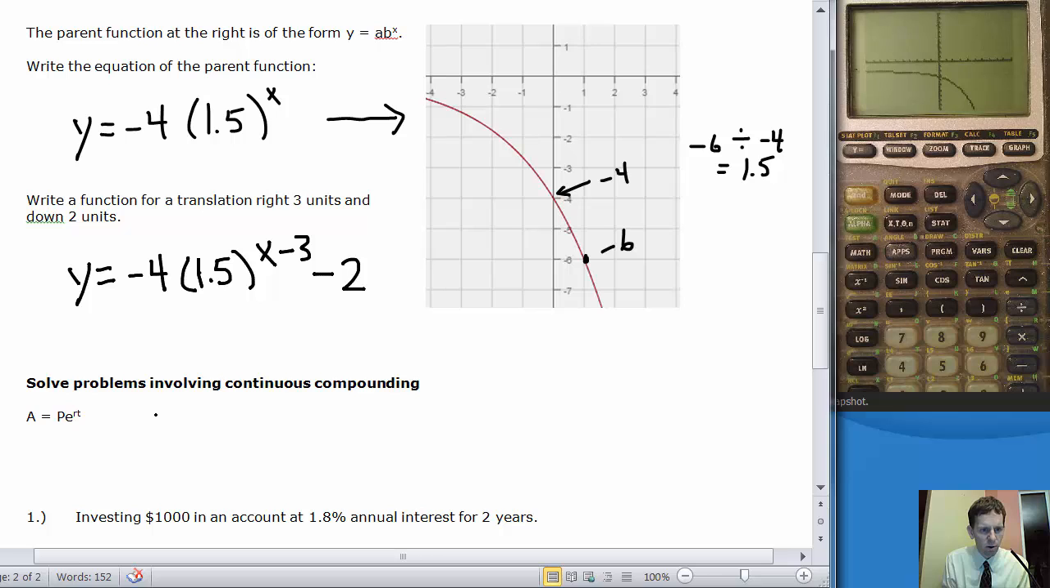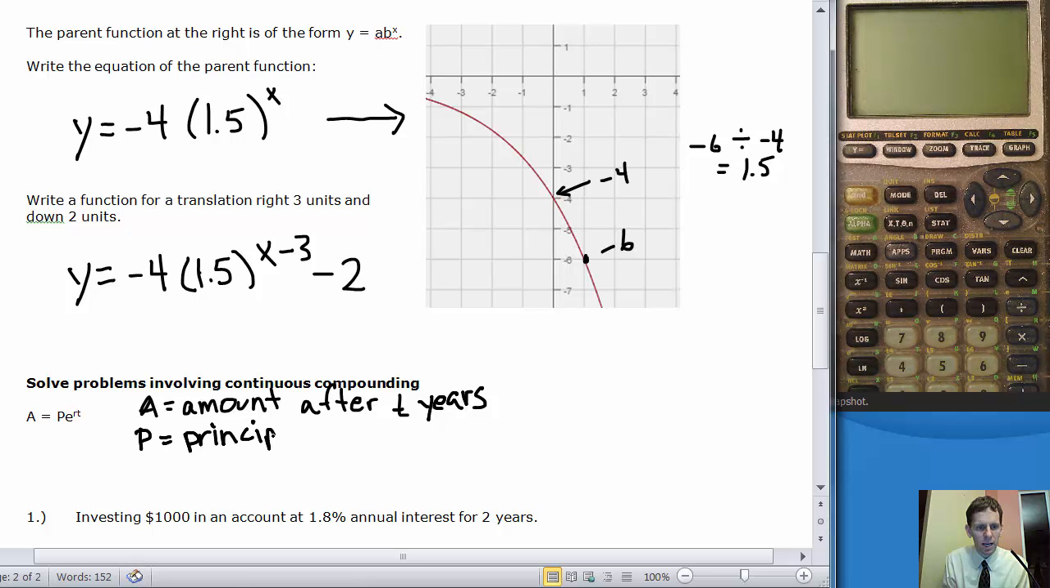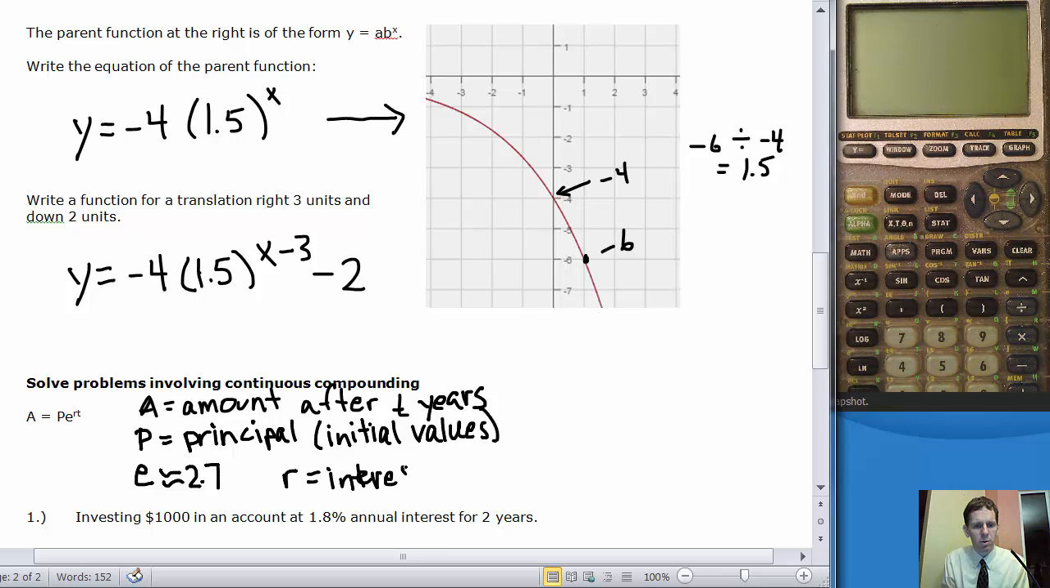The A in this formula stands for amount. It is the amount of money that you end up with in the account after T years. The T in the formula actually stands for years, time in years. The P in the formula stands for the principal amount. The principal amount is basically your initial value or your starting value. This makes sense because when we do exponential equations, it's kind of in the same position that our little a is usually in. E is a mathematical number that's approximately 2.7. We'll talk about that shortly. R is your interest rate. The interest rate is written as a decimal, so if the interest rate is 5%, you would use 0.05.